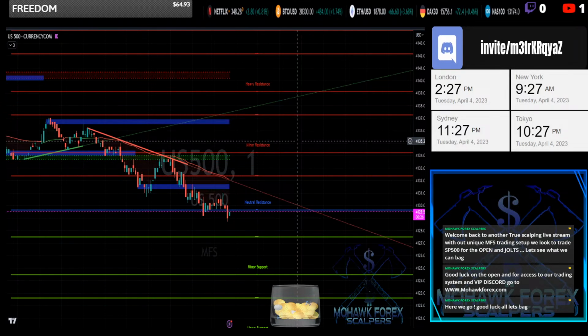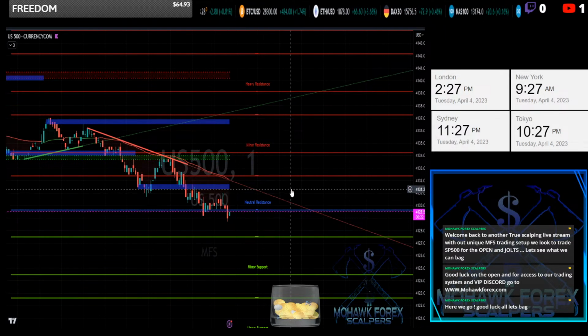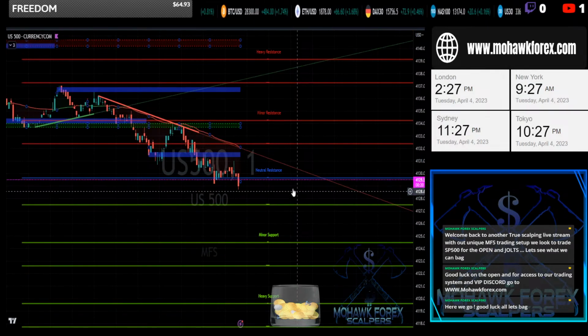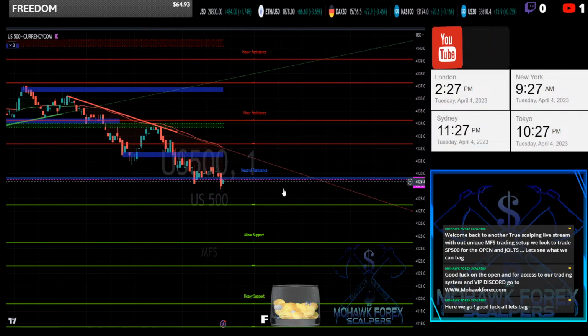Let's look at the 1 minute. So again, it rejects and pulls back. Now it's resistance. It was support. You see now it's changed. It's now resistance. This is how good it is. It switches over straight away.